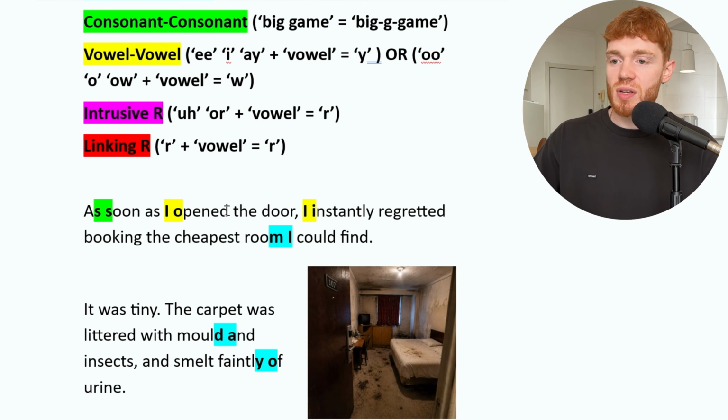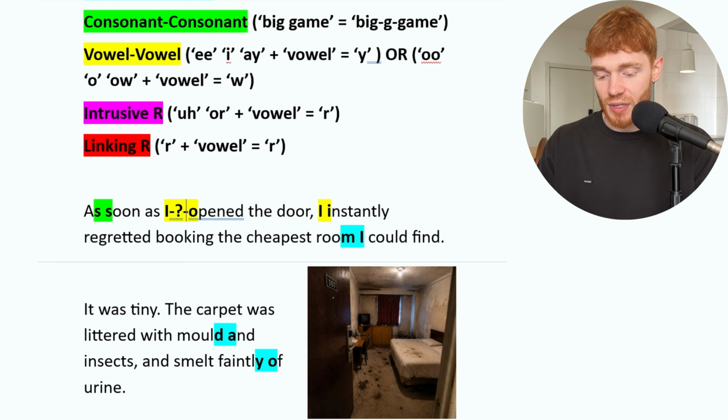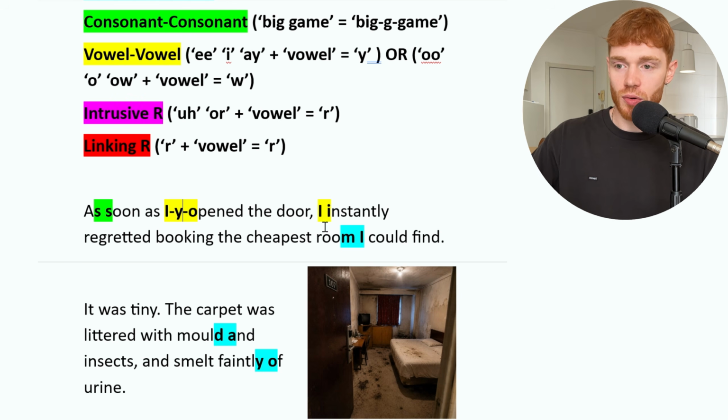Okay. As soon as I opened the door. This is a really interesting one. This is called vowel-vowel linking. So I want you to listen out for what you hear, because there's a sound here. As soon as I opened the door. There's a y sound, right? A y from nowhere. As soon as I opened the door. And here, I instantly. Another y sound.